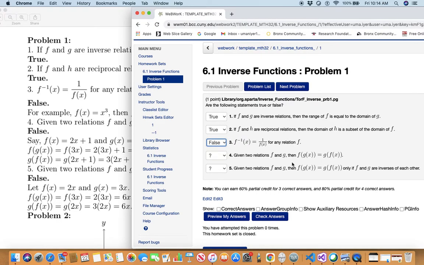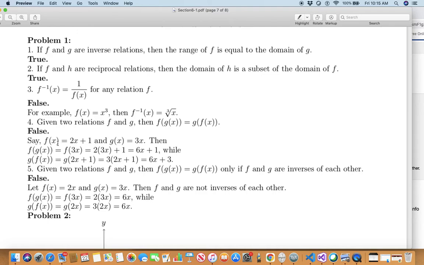Given two functions f and g, f compose g of x is g compose f of x, but that's also false. For instance, suppose f(x) equals 2x plus 1, g(x) equals 3x. Then f compose g of x means f of g(x). g(x) itself is 3x, right? We go inside out. g(x) is 3x, f of 3x. f of anything is 2 times that plus 1. So 2 times 3x plus 1, that's 6x plus 1.